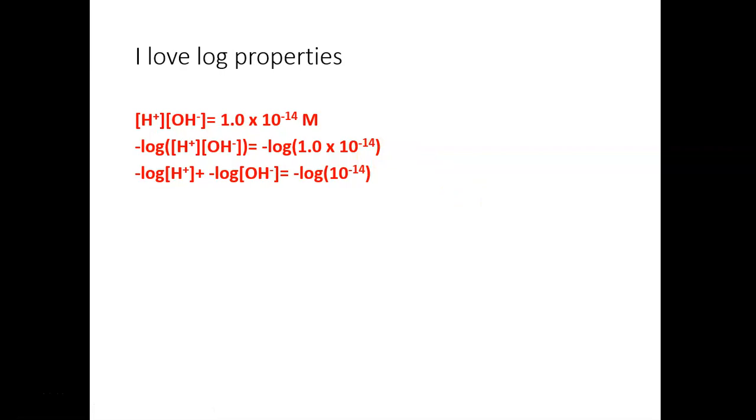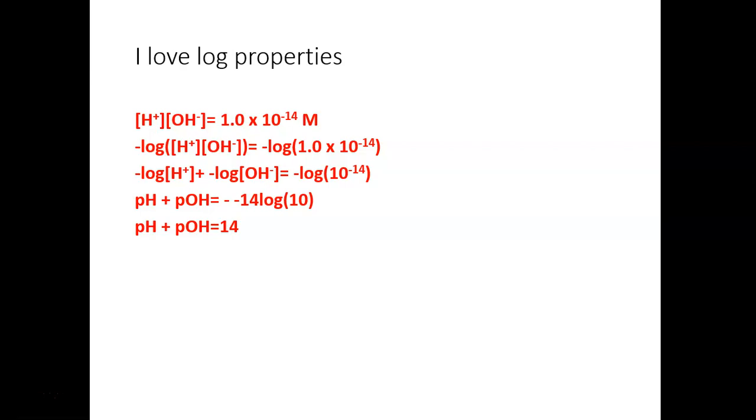Obviously, they're the same. Now, the negative log of H+, we know another name for that. That's the pH. The negative log of hydroxide, we know another name for that. That's the pOH, okay? And we can also take the negative 14 exponent and move it out front of the log. So now we have pH plus pOH equals negative 14 times base 10 log of 10. The negative signs cancel out. The base 10 log of 10 is 1. So pH plus pOH equals 14. Isn't that magical? I love that.